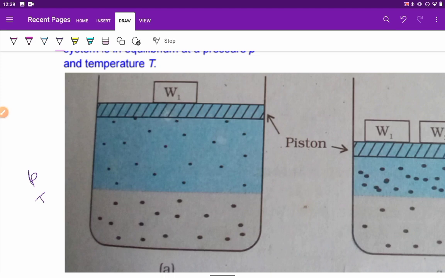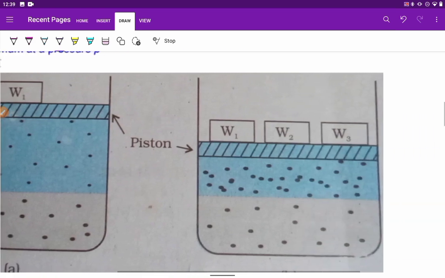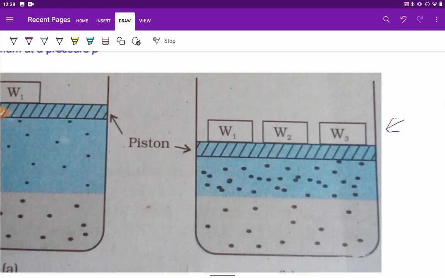Dynamic equilibrium means what? The rate of gaseous molecules entering the solution phase and leaving the solution phase is the same. The number of molecules which are entering the solution phase and which are leaving the solution phase are both the same. Now if we increase the pressure over the solution, if we compress the gas with the help of a piston, we are increasing the pressure over the solution.